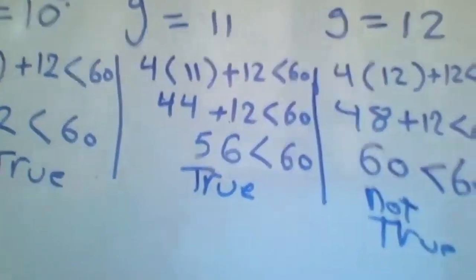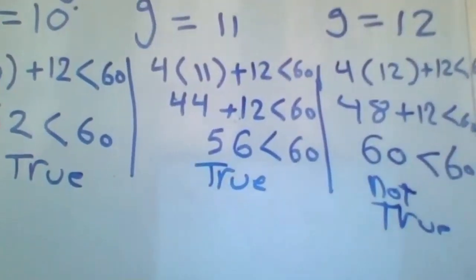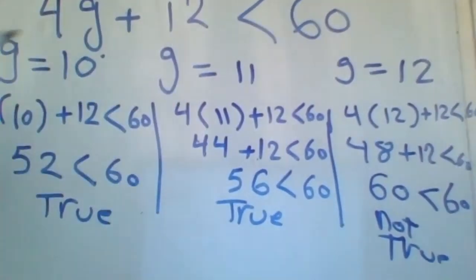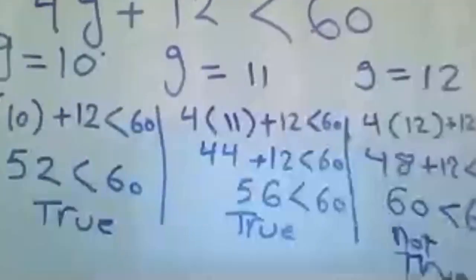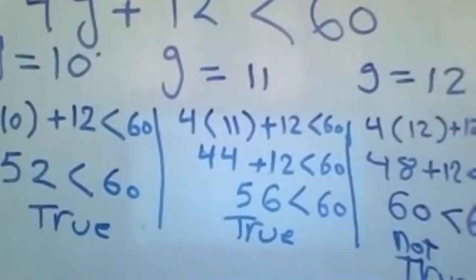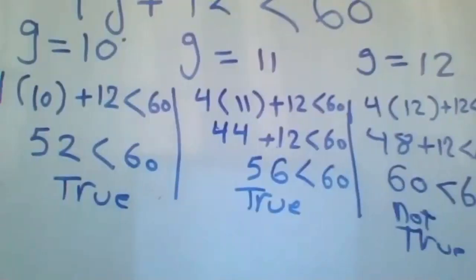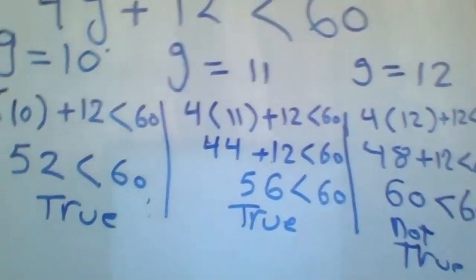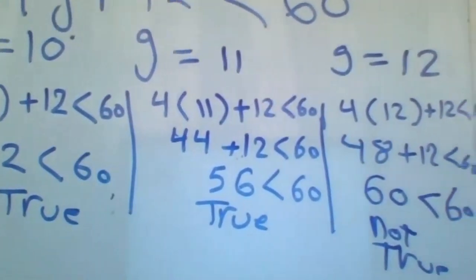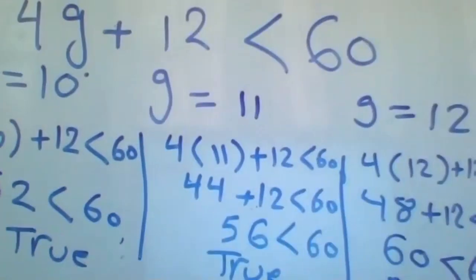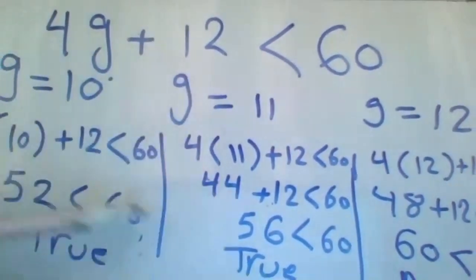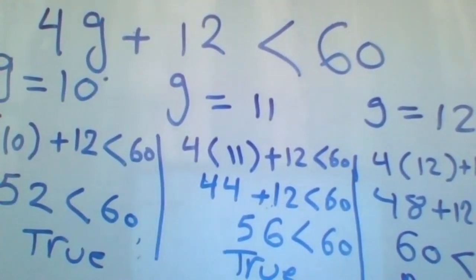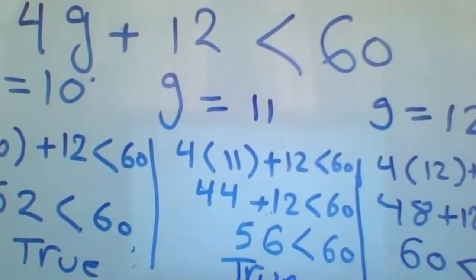Okay, so it's not true, which means when he gave us 3 values, we found that only 2 values satisfy the inequality: g equals 10 or g equals 11. But g equals 12 we will not accept. This is how we find which values satisfy the inequality and make it correct.